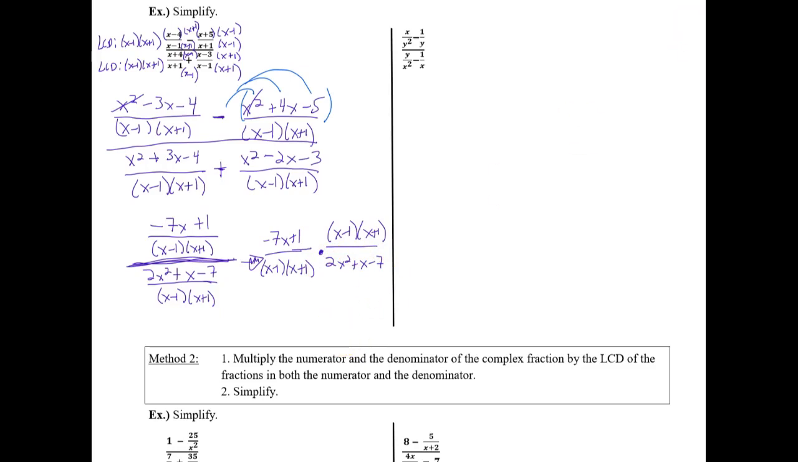Once everything is factored, we divide out any common factors. So x minus 1 divided by x minus 1, x plus 1 divided by x plus 1. We multiply anything that's left and end up with negative 7x plus 1 all over 2x squared plus x minus 7. You could factor out that negative if you wanted to, but it would be equivalent to this. Go ahead and try the examples on the right, or example.